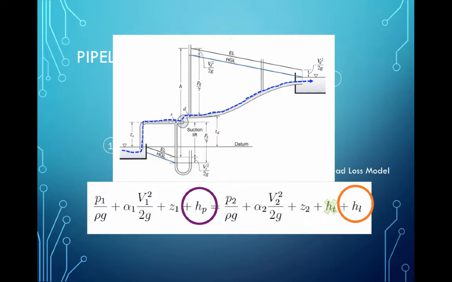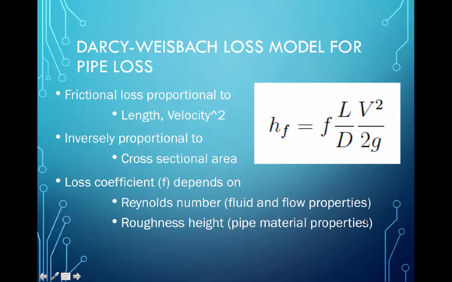Actually, we have this added head of a pump, which is not today's subject, but we also have the head loss model here. So Darcy-Weisbach, which you had back in fluid mechanics: head loss is proportional to length and velocity squared, inversely proportional to the cross-sectional area through the diameter, and the loss coefficient, that script F, depends on the Reynolds number and the roughness height.